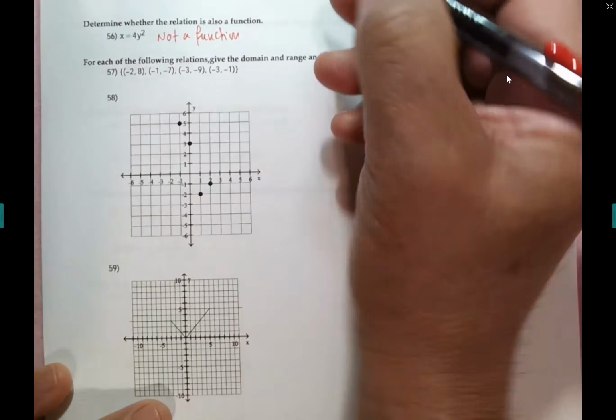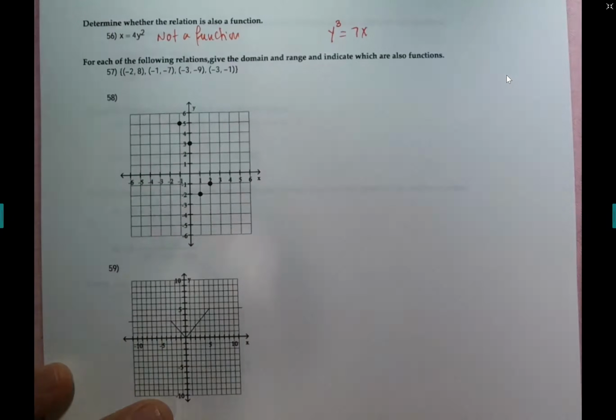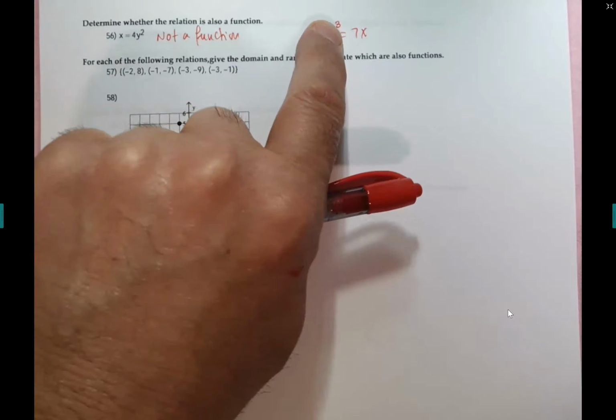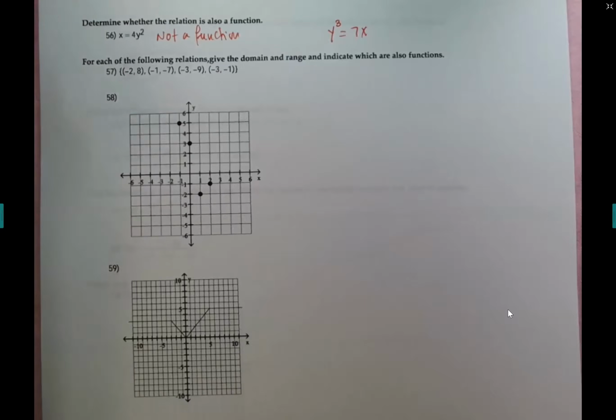If he gives you something like that on the test, y cubed equals 7x, guys, and he asks you, is this a function or not? You say, yes, it is a function because that's an odd power. Unless the y has an even power, then it will not be a function.